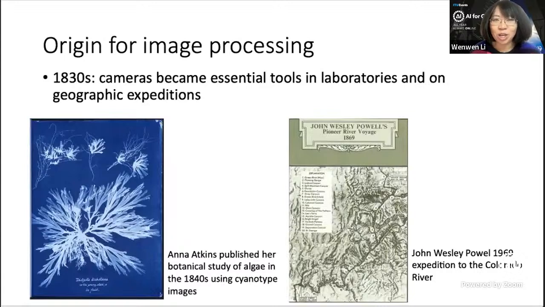So, the origin of image analysis. I think this dates back to, again, 200 years ago. In the 1830s, cameras had become an essential tool in laboratories and also on geographic expeditions. You can see from the left-hand figure, this one shows Anna Atkins, who published her botanical study of algae in the 1840s using images. And the right-hand figure shows Dr. John Wesley Powell's expedition to the Colorado River. Dr. Powell was the second director of the USGS. In his expedition, he brought not only scientists, but also a photographer on board to take a lot of pictures during their adventure on the Colorado River. By taking a lot of pictures, what he aimed to achieve is to secure the truthfulness during their trip.